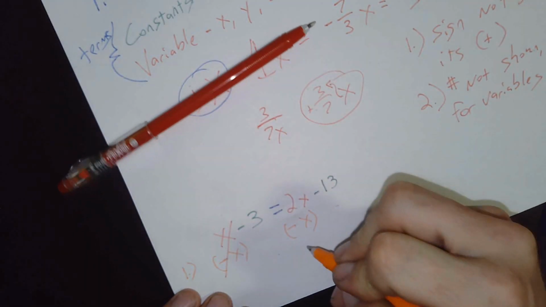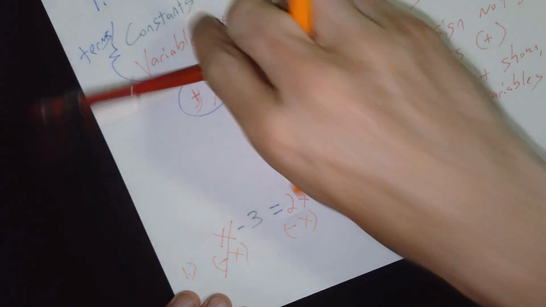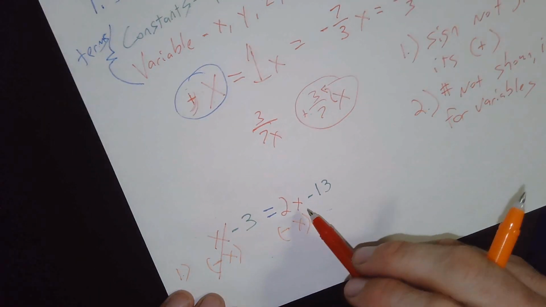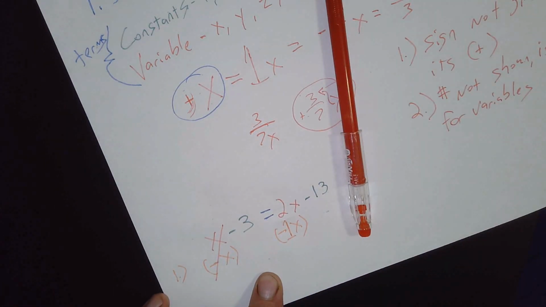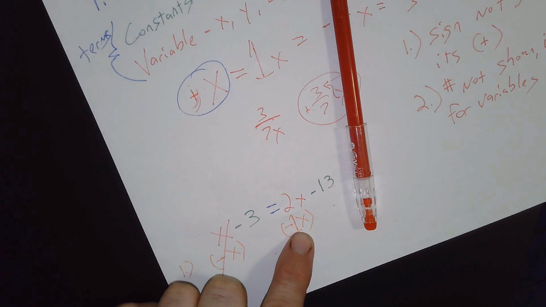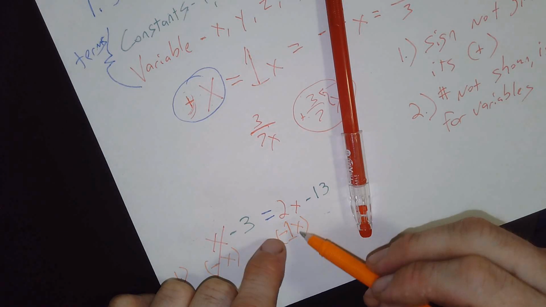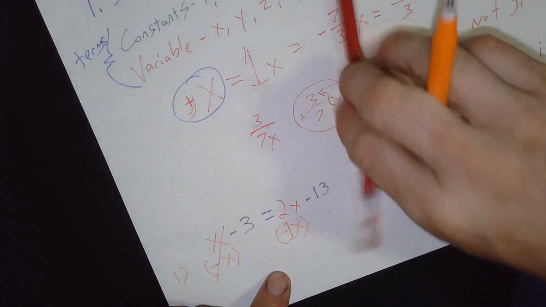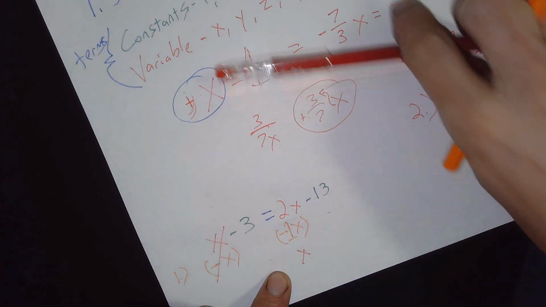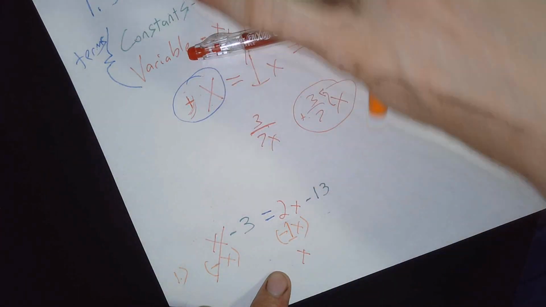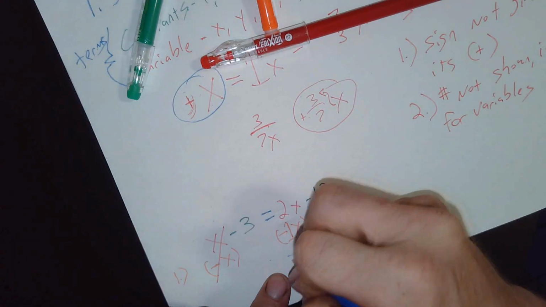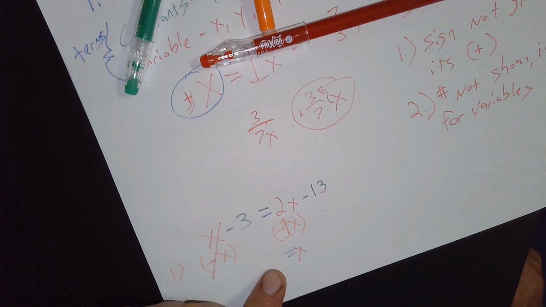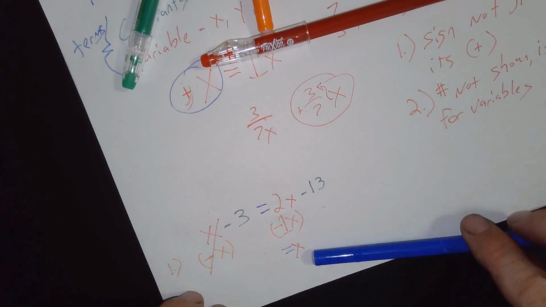And that makes this 2x minus 1x, right? It didn't have a constant in front of it, so it was 1. So 2x minus 1x is simply x. Okay? So that's my variable terms, equals.